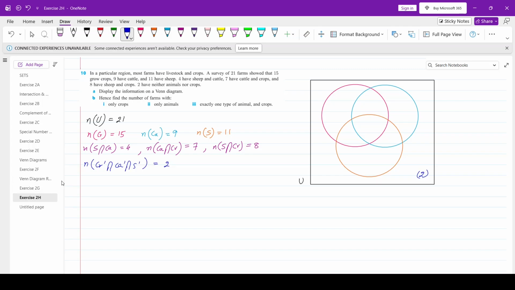Now, let's solve this question with another approach. Let the number of elements in CR intersection CA intersection S be equal to X. So we can say this number is X. Therefore, this number over here will be 7 minus X. This number over here will be 8 minus X. And this number over here will be 4 minus X.